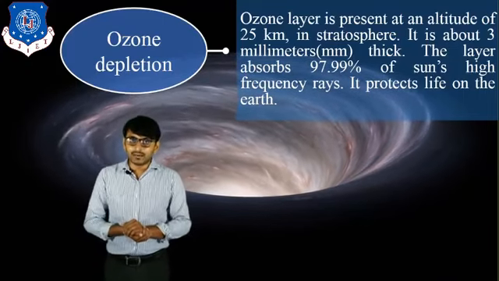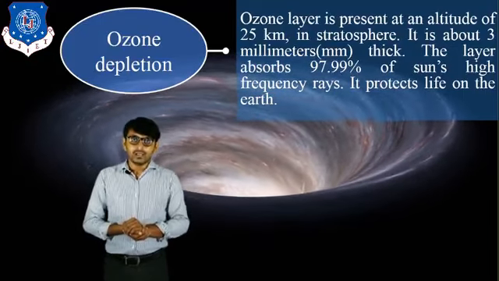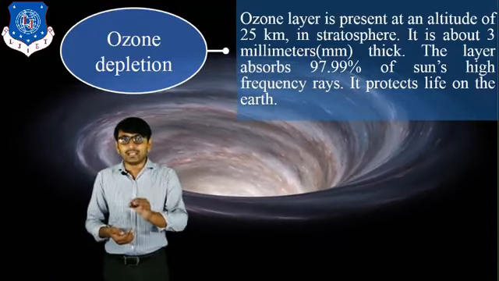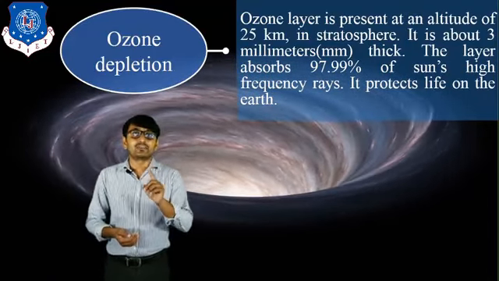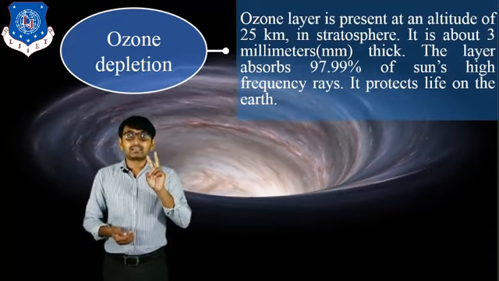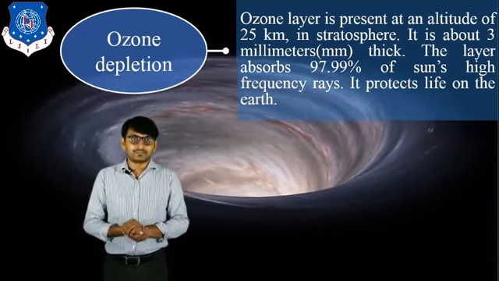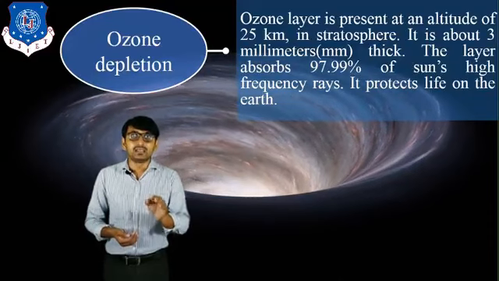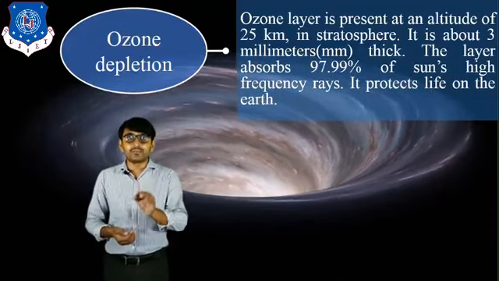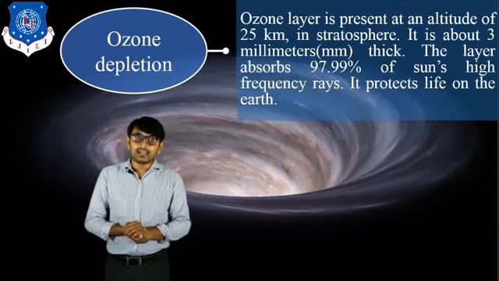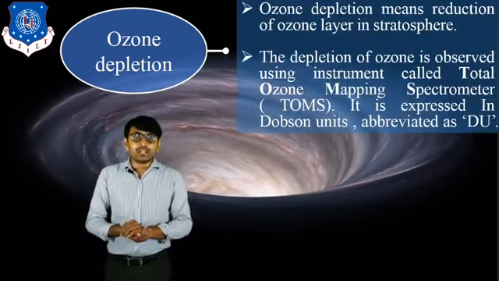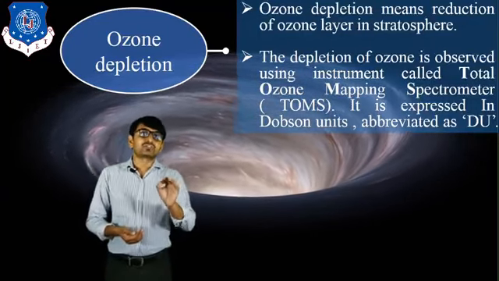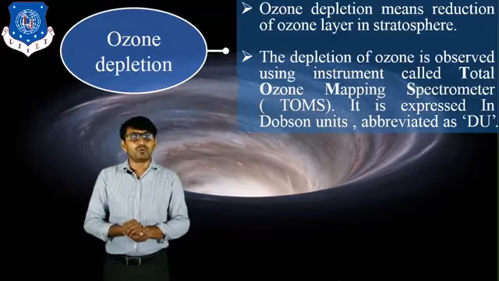Now we discuss the second one, that is ozone depletion. The ozone layer is present at an altitude of 25 kilometers in the stratosphere. It is about 3 millimeters thick. The layer absorbs 97.99% of the sun's high frequency rays. It protects life on the earth. Ozone depletion means reduction of the ozone layer in the stratosphere due to some amount of gas.